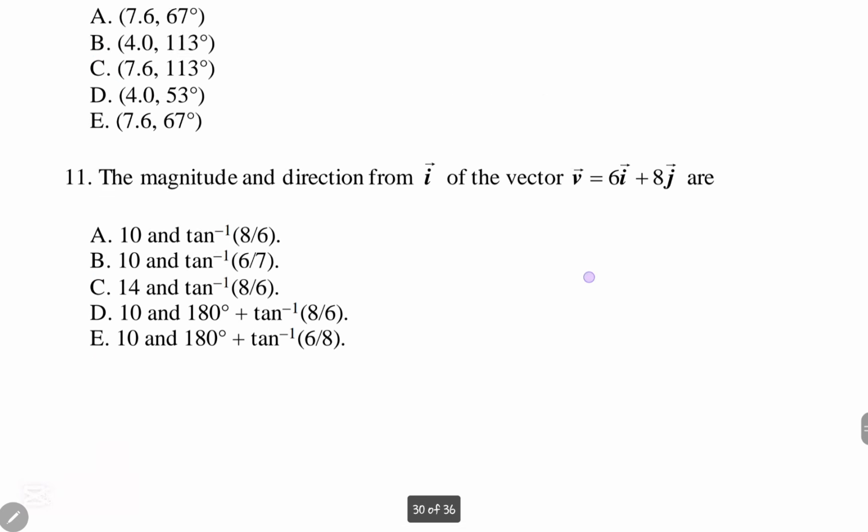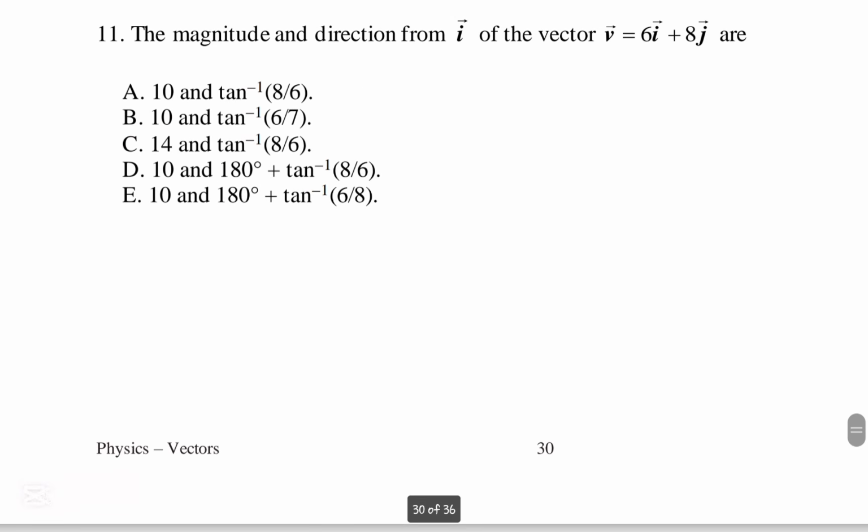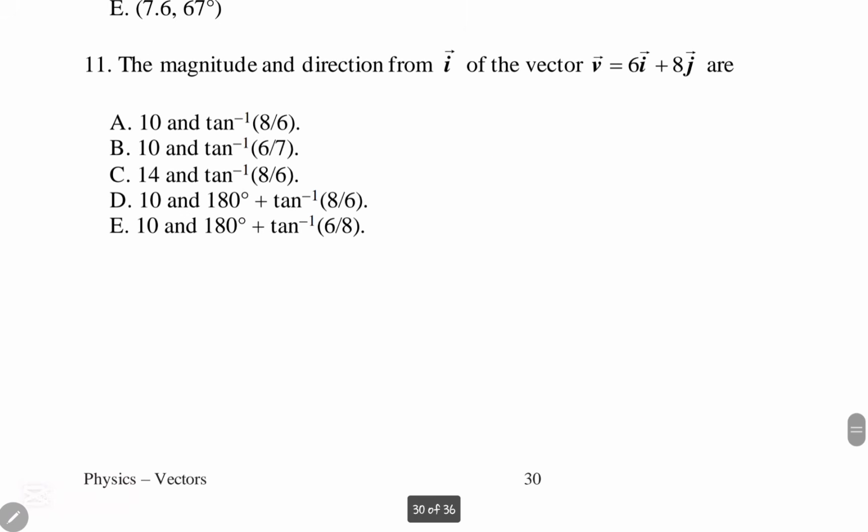So now we'll move on to question 11. What does it say in question 11? The magnitude and direction of the vector v is equal to 6i plus 8j. Okay, now question number 11, they want the magnitude and direction. When they say magnitude and direction, they mean r and theta. So basically, I forgot what they're called, the polar coordinates, okay?